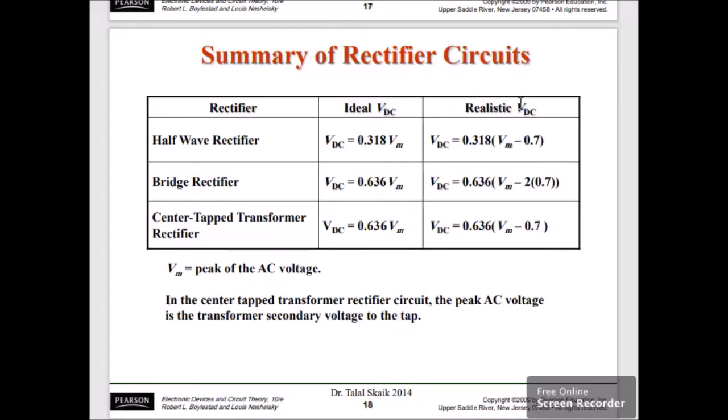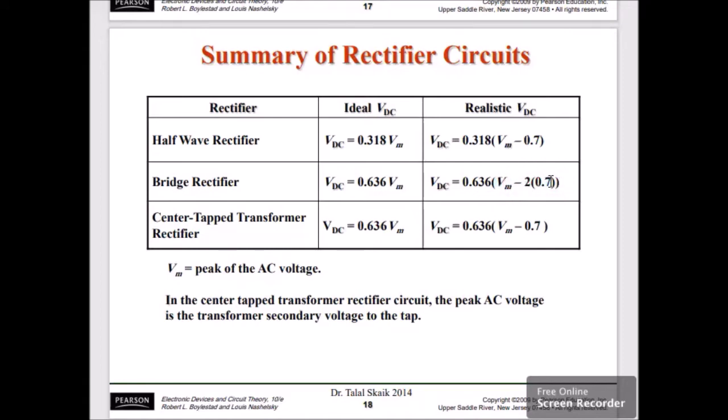Kapag realistic, or say for example, ginamitan na siya ng silicon or germanium, nagkakaroon ng voltage drop. Okay, nababawasan. So, instead na 0.318 VM, nagiging 0.318 din naman, pero VM minus 0.7. Okay? Kasi 'di ba po nagki-clip off kasi nakakain ng ating diode yung voltage. Meron siyang voltage drop doon sa diode. So, may minus siya. Dito naman, same din, pero kasi for example, silicon, meron na din tayong VM na minus 2 times 0.7.